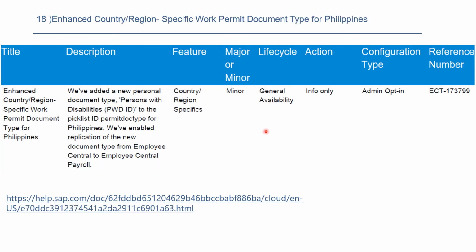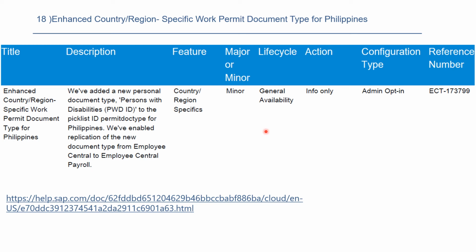This is another effort from SAP's side. Then we have, for the Philippines as a country, another localization for work permit document type. SAP has come up with a new personal document type, that is PWD ID. This pick list ID is also available for the Philippines, and they can utilize it from Employee Central, and it will be replicated also from Employee Central to Employee Central Payroll.